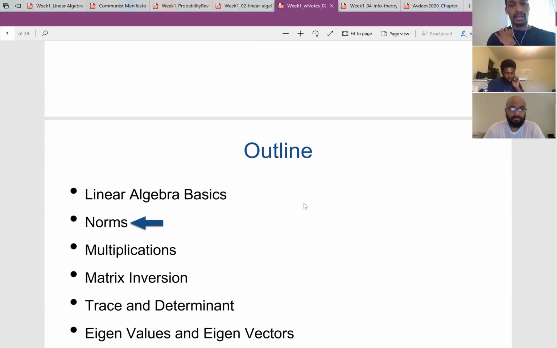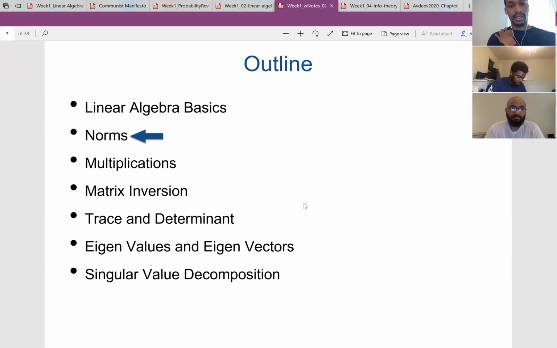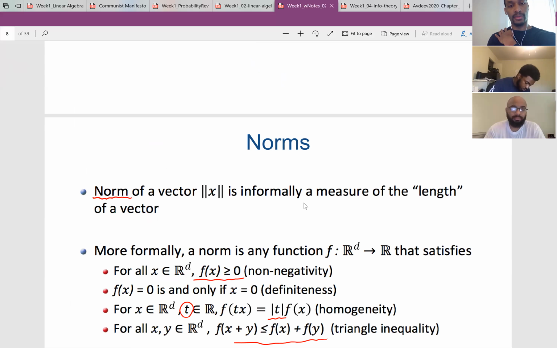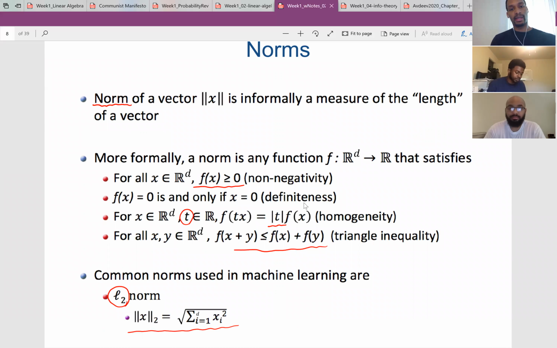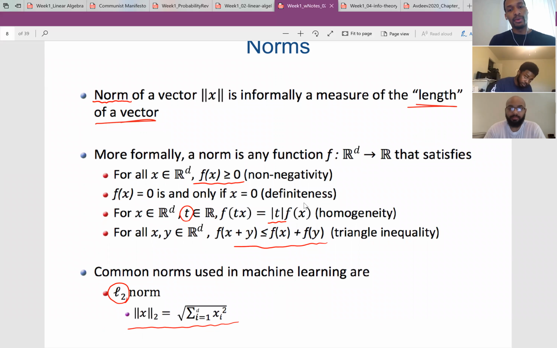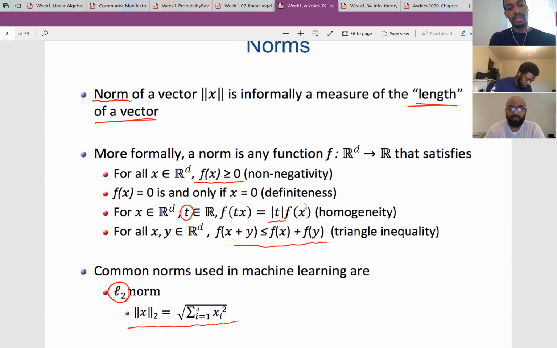Okay, so that's it for the basics. And then we'll talk about norms. So norms are basically a way to informally measure the length of a vector, like the distance that it has. There's a more formal definition of norms in that it has to satisfy these 4 properties.